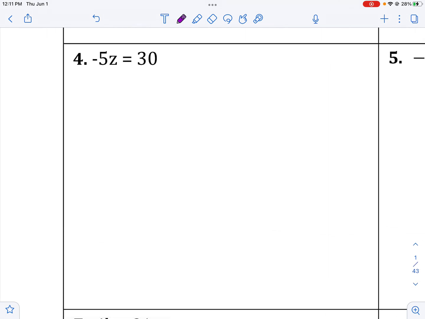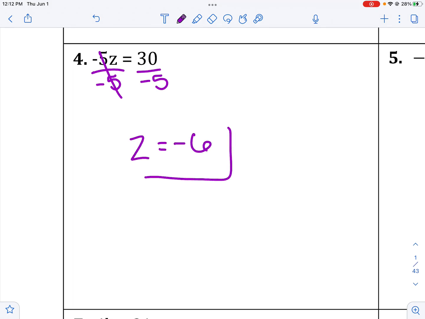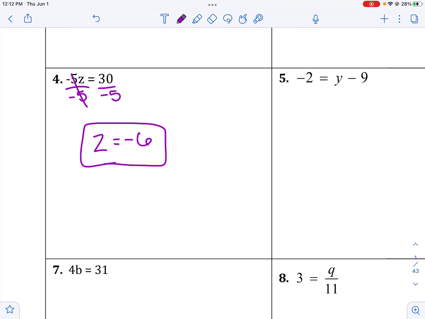So on 4, again, the most important question to ask yourself to get started is, what operation do you see? I see multiplication here, so I'll do the opposite. I'll divide. And my z should be a negative 6. Positive divided by a negative is a negative.